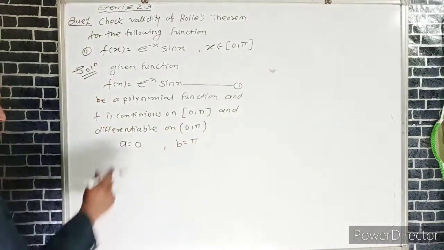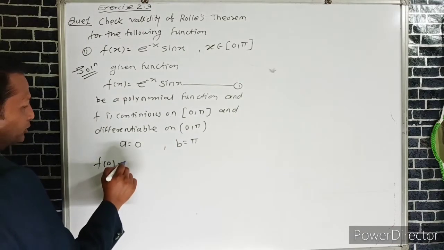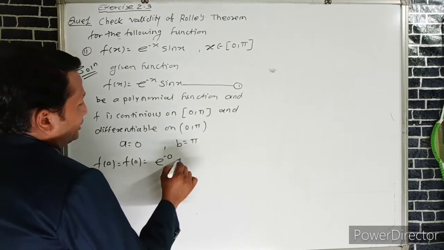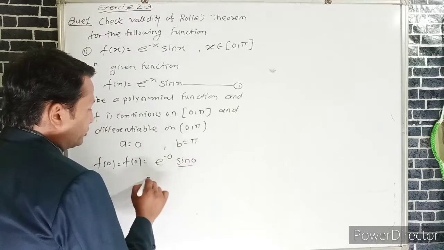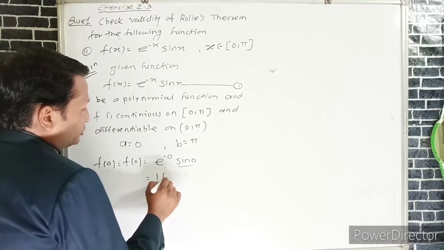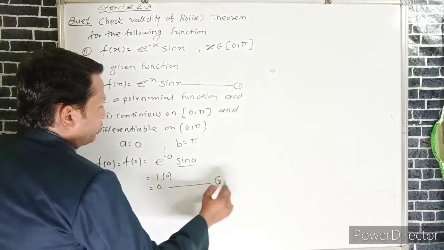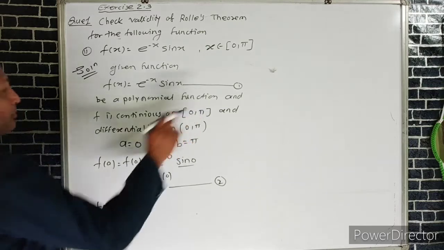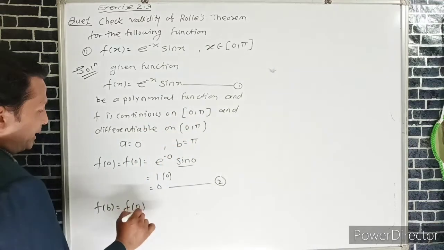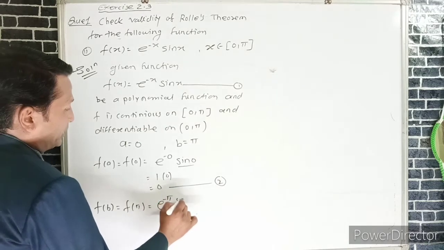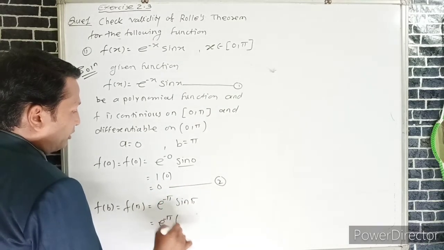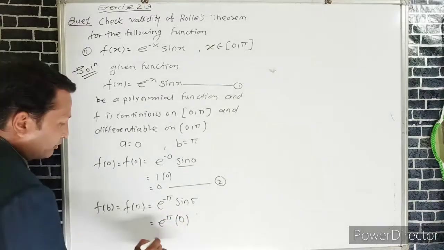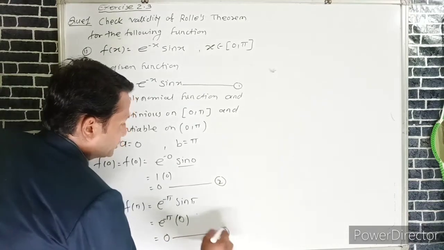If we find the value of f(a) when a equals 0, we can write f(0), which is e to the power minus 0 into sin 0. We know that the value of sin 0 is 0, e to the power minus 0 is 1, into 0 is 0. This is equation 2. Again we can write f(b), here f(b) means f(pi). So f(pi) equals e to the power minus pi into sin pi. We know that the value of sin pi is 0, and if we multiply any term by 0, the value becomes 0. This is equation 3.